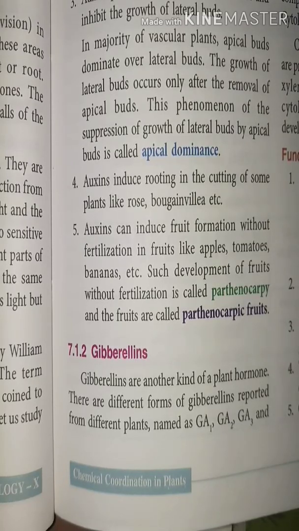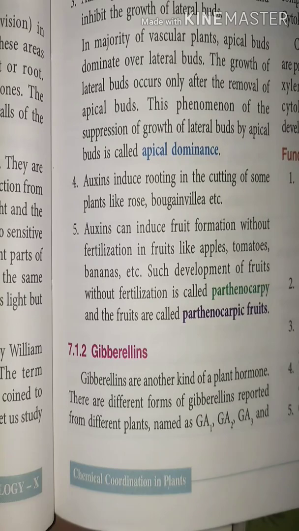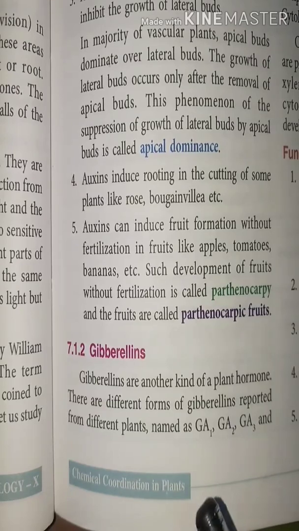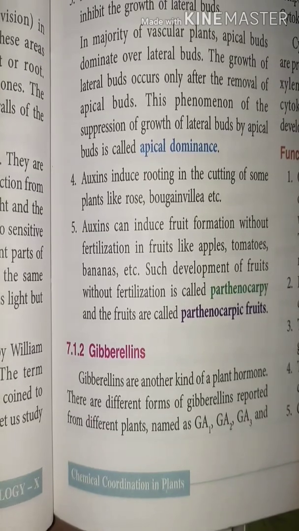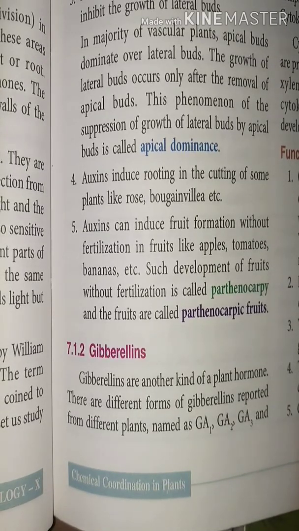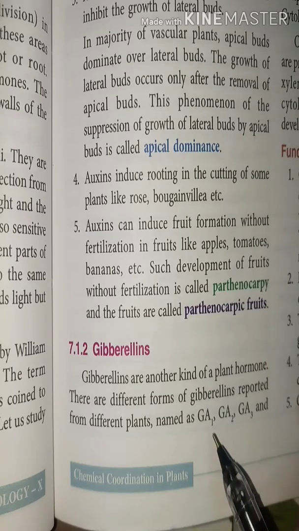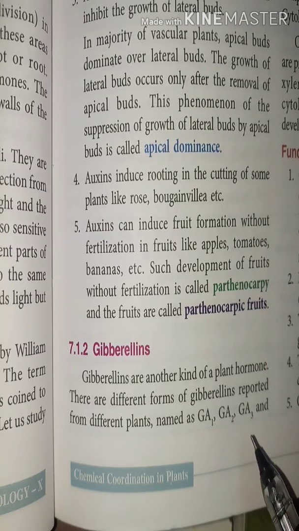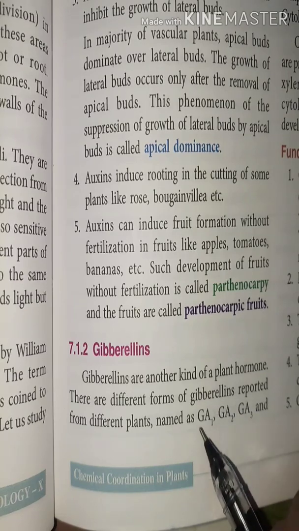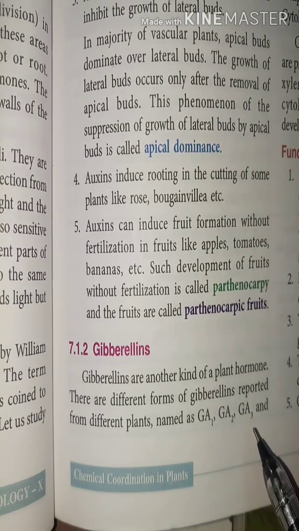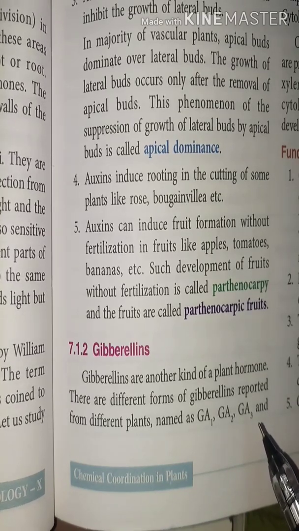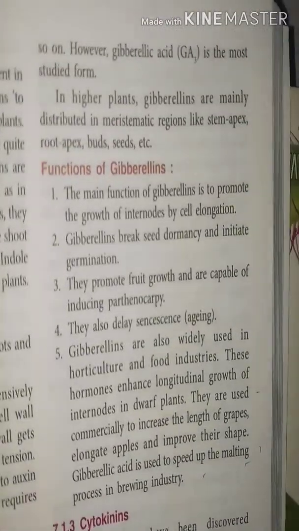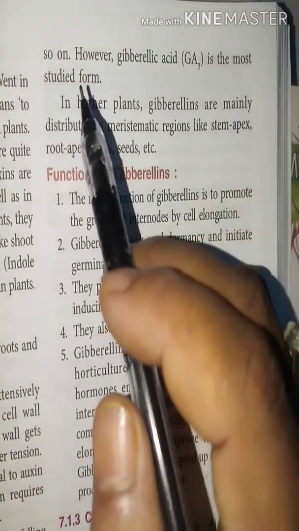There are different forms of gibberellins, and the most common in plants are gibberellic acid 1, gibberellic acid 2, gibberellic acid 3, and so on. Among the various types of gibberellins, the most common are GA1, GA2, and GA3. However, gibberellic acid is the most studied form.